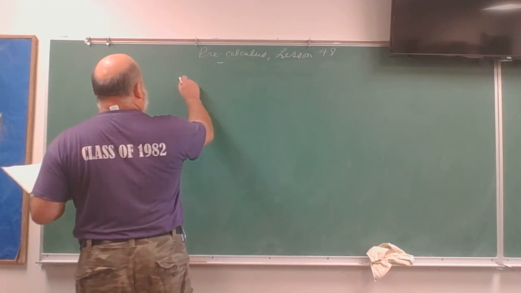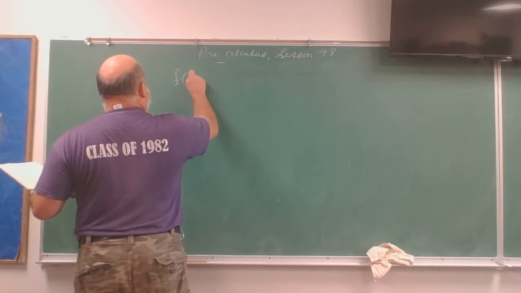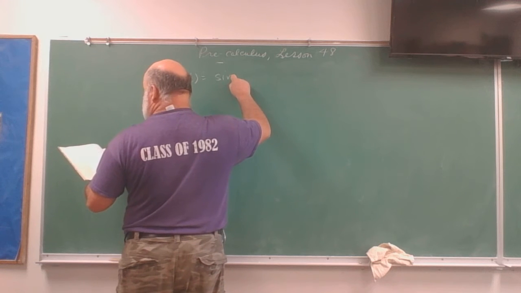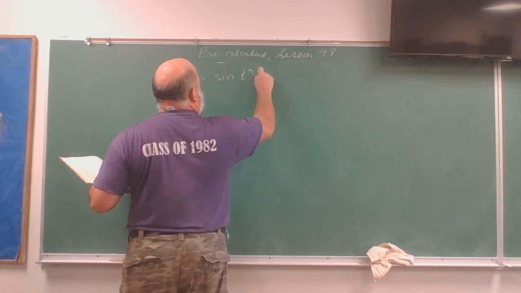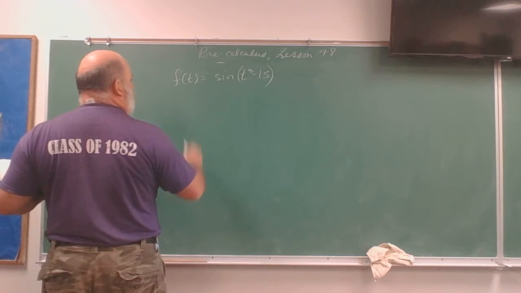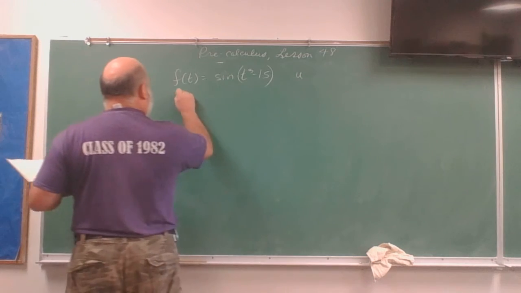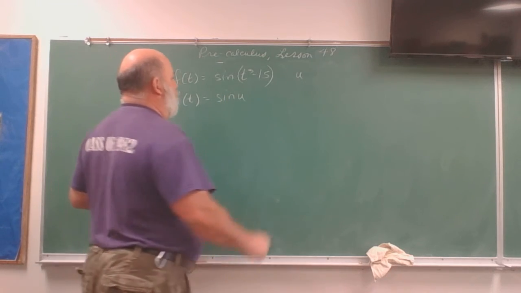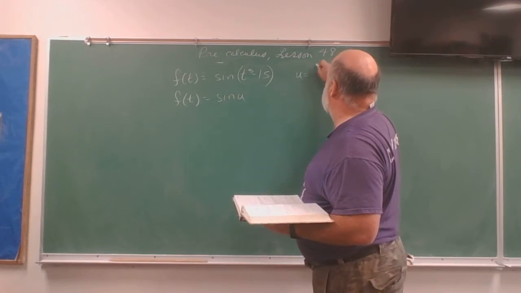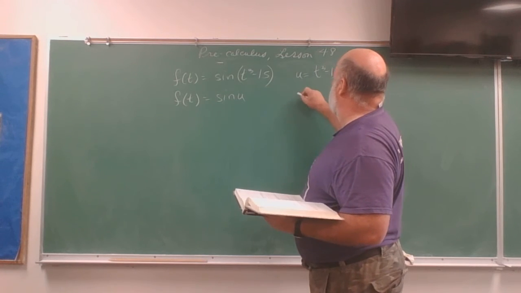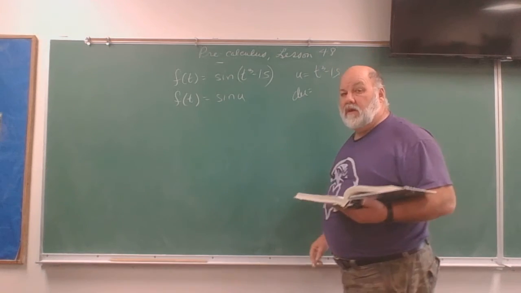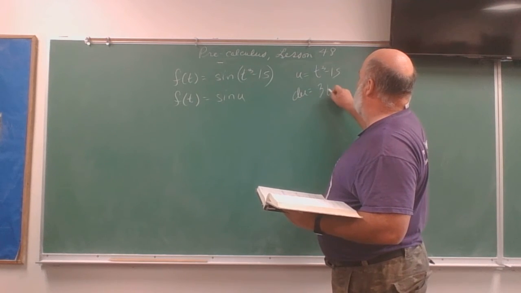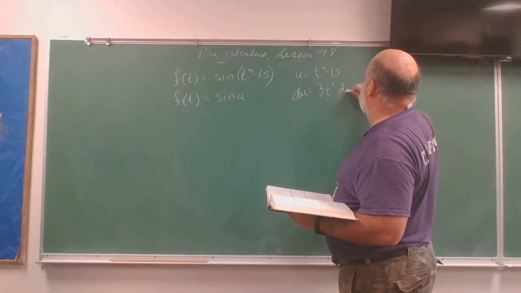The next one says f of t equals sine of t cubed minus 15. We're going to change this into f of t equals the sine of u. In this case, u is t cubed minus 15. Are you getting the feel of this? Are you seeing the pattern? The du will be 3t squared dt.